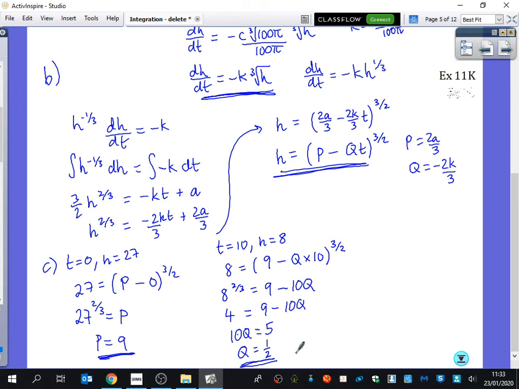So this now tells me if P and Q is this, the height in the tank is 9 minus a half T to the power of 3 over 2. And I'm going to pause before we actually finish the question to graph that, okay?